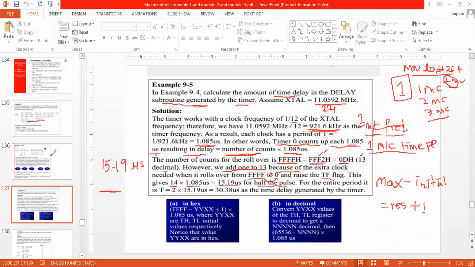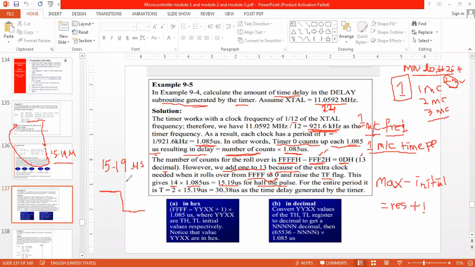This is 15.19 microseconds that I am generating. I am going back to the main program, and again I am coming to the delay program. Again I will complement the P1.0. So from high, it will go low, and again I am generating 15.19 microseconds. So T on time period and T off time period are both the same.